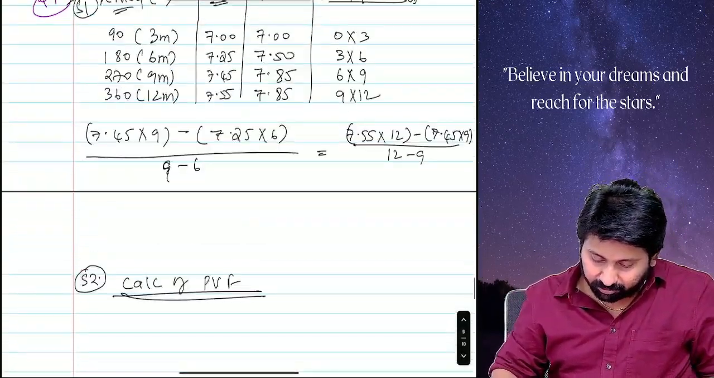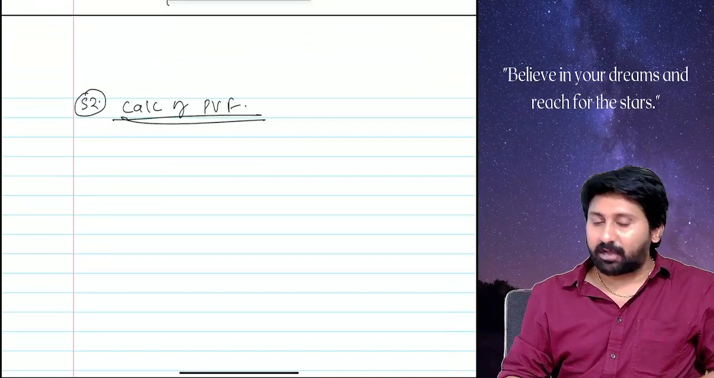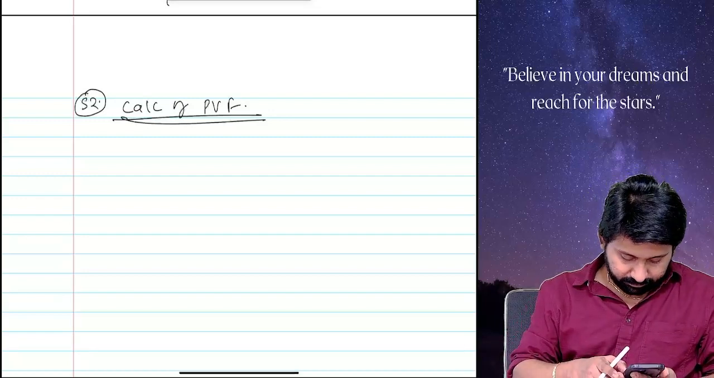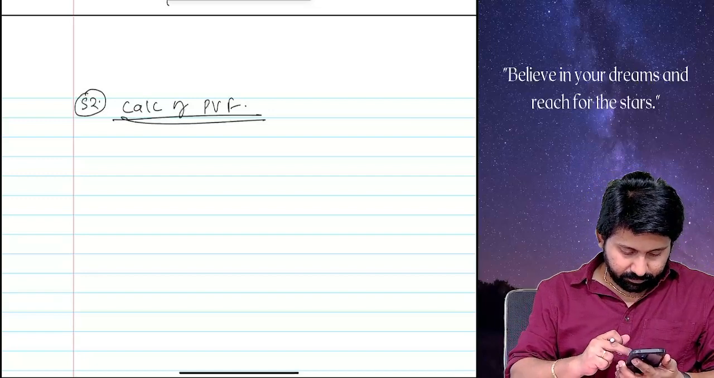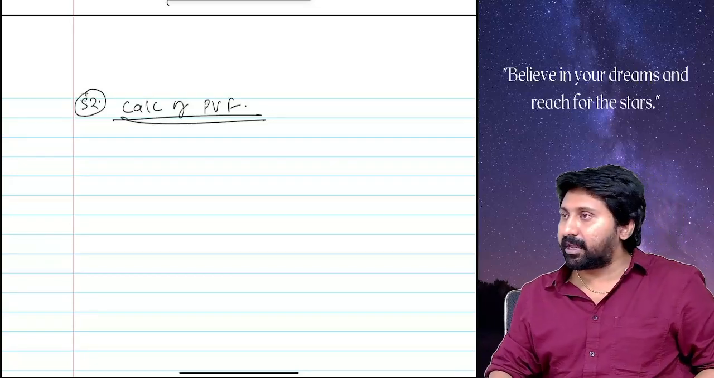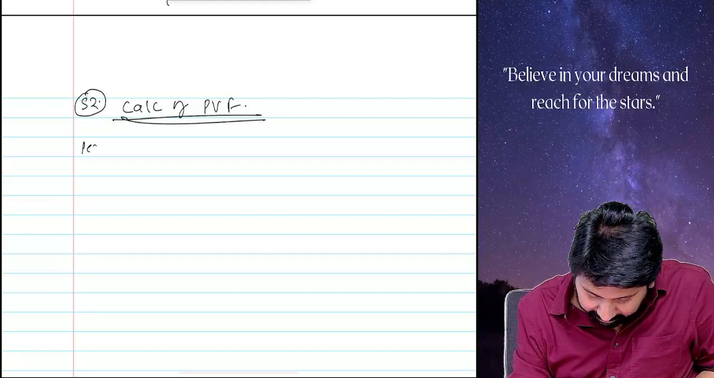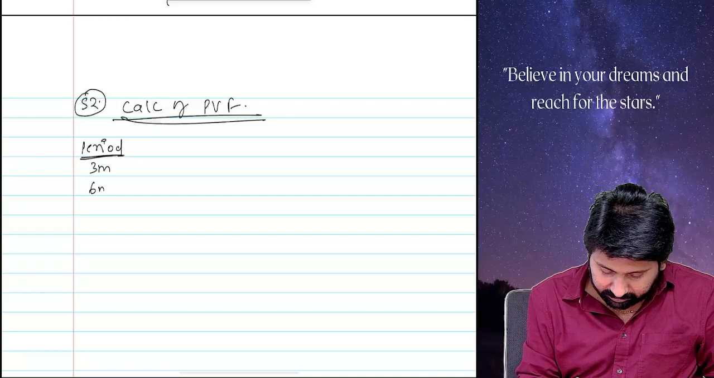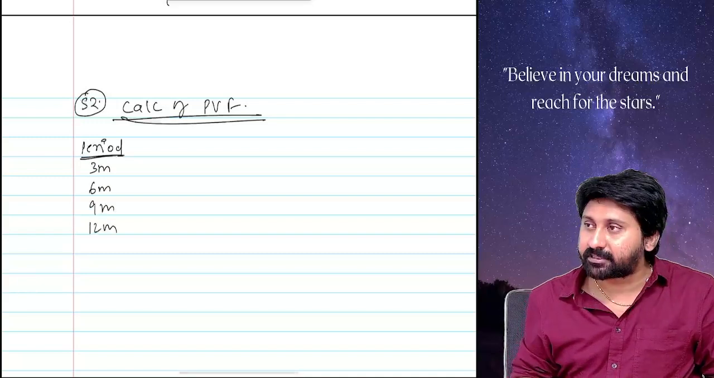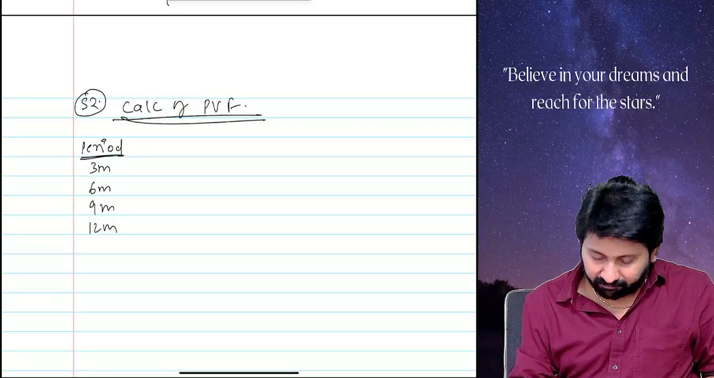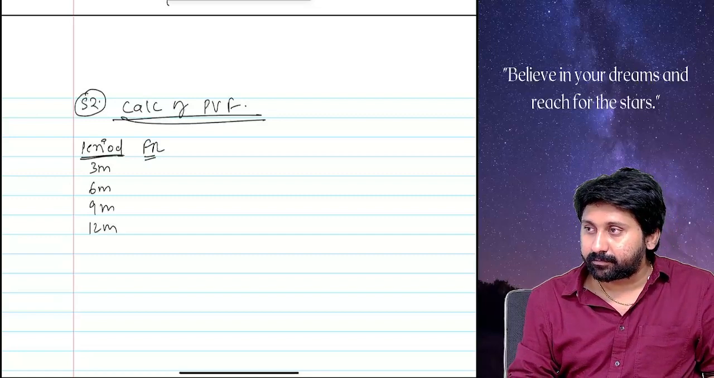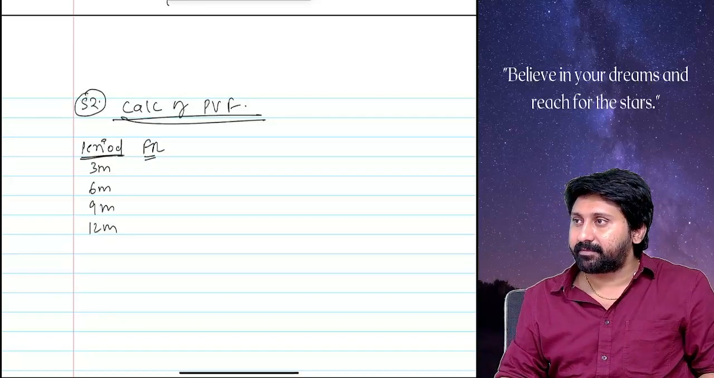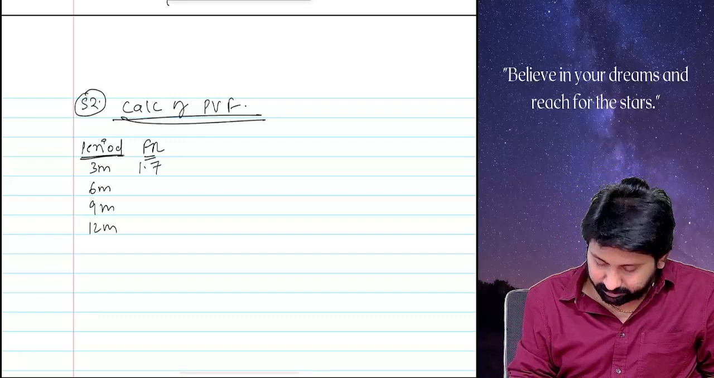Come to our point. Step 2, PV factors. Shall we do it together? Write down first. Period. How many months first? 3 months, 6 months, 9 months, 12 months. Forward rates. 7% is per annum. Yesterday I said 7% is per annum. We want how many months? 3 months. 7 into 3 by 12.